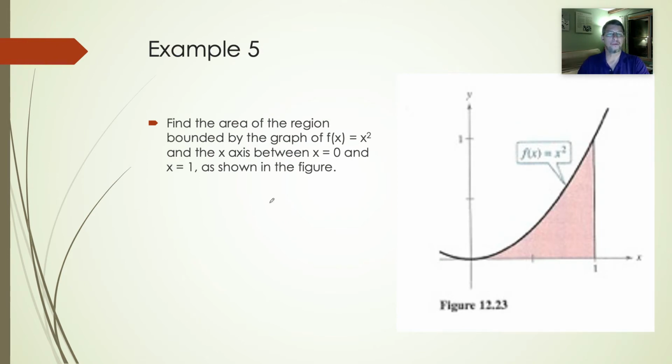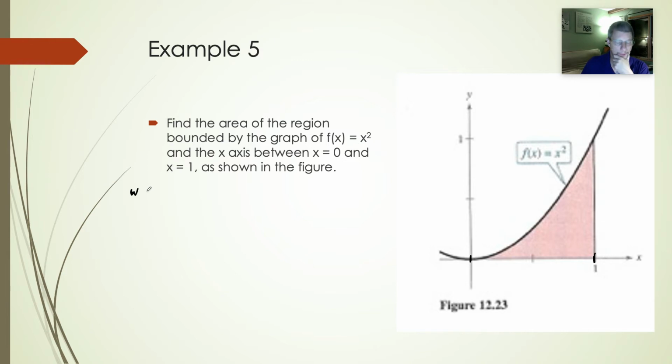So find the area of the region bounded by the graph f of x equals x squared. All right, and you can see that here's the part of the parabola right here, and the x-axis between x equals 0, so right here, and x equals 1. So we'll keep the math as simple as we can in this case. All right. The dimensions of the rectangle are first.